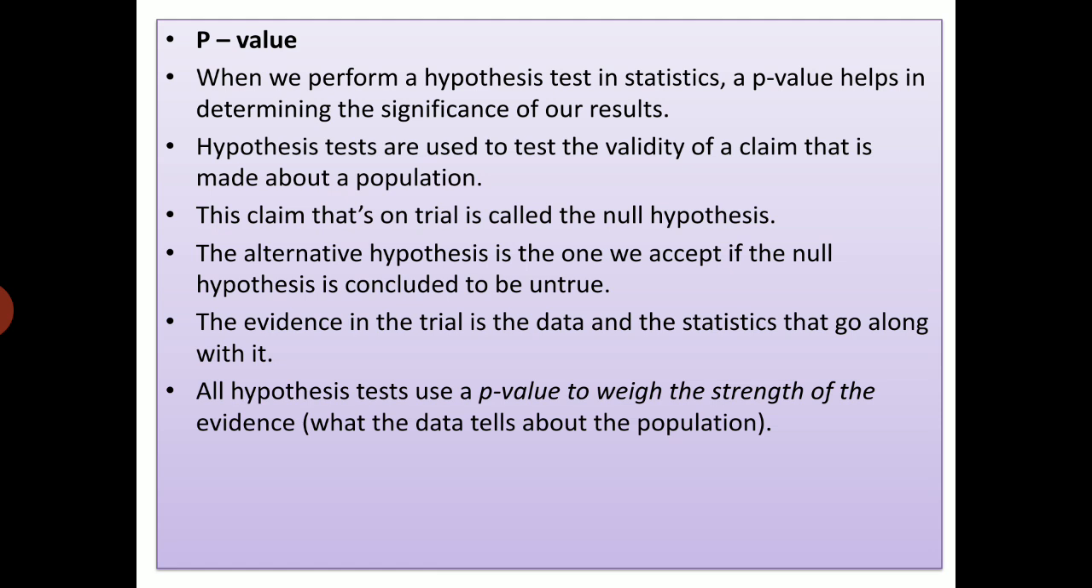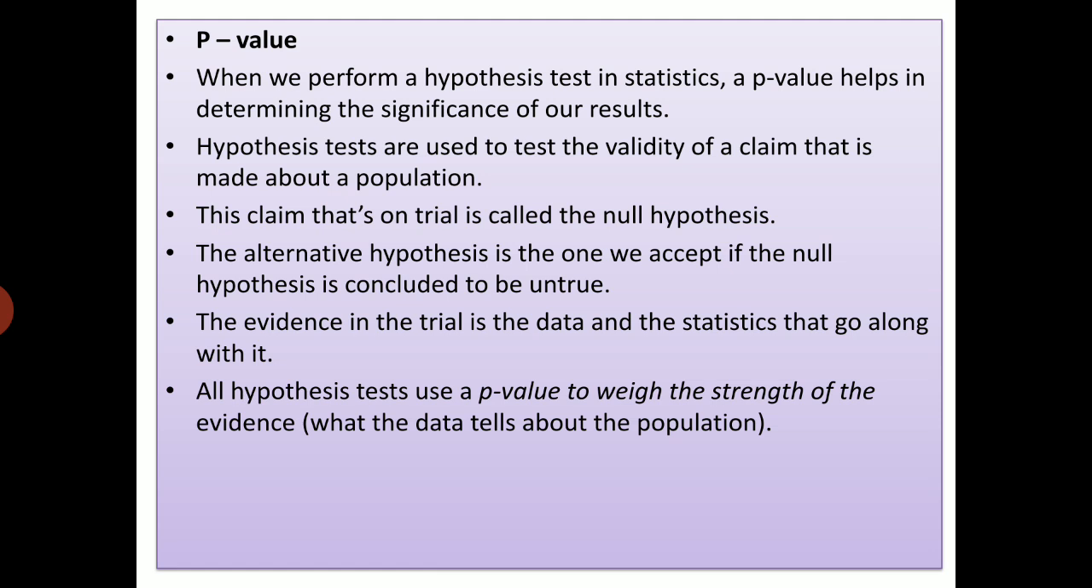The claim that is on trial is called the null hypothesis. On the basis of the trial, you are writing the null hypothesis. The alternative hypothesis is the one we accept if the null hypothesis is concluded to be untrue. If the null hypothesis is untrue, we have to reject the null hypothesis and accept the alternative hypothesis. We are going to learn this next, when we study the chi-square test, z-test and t-test.